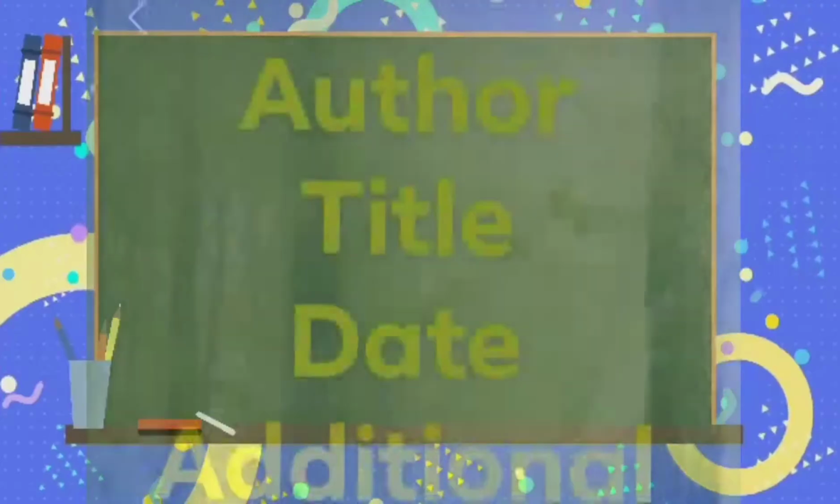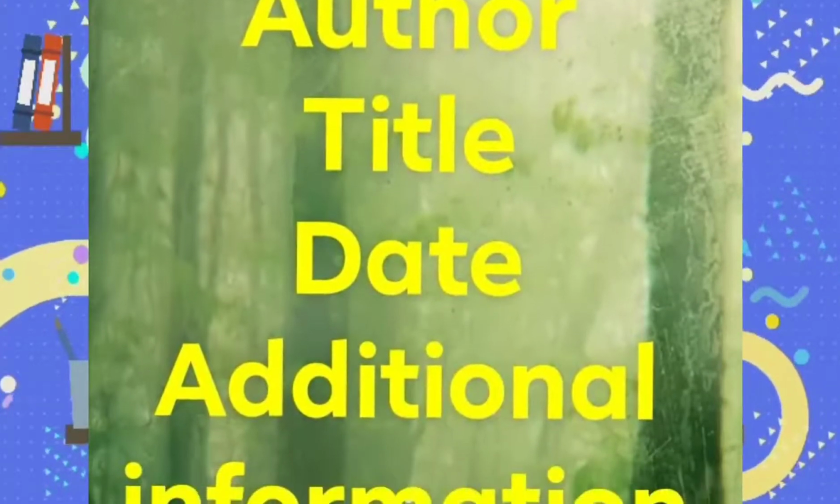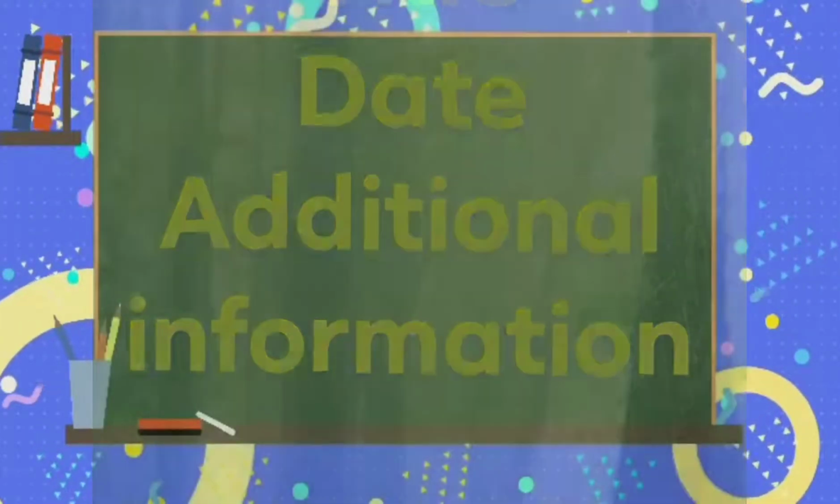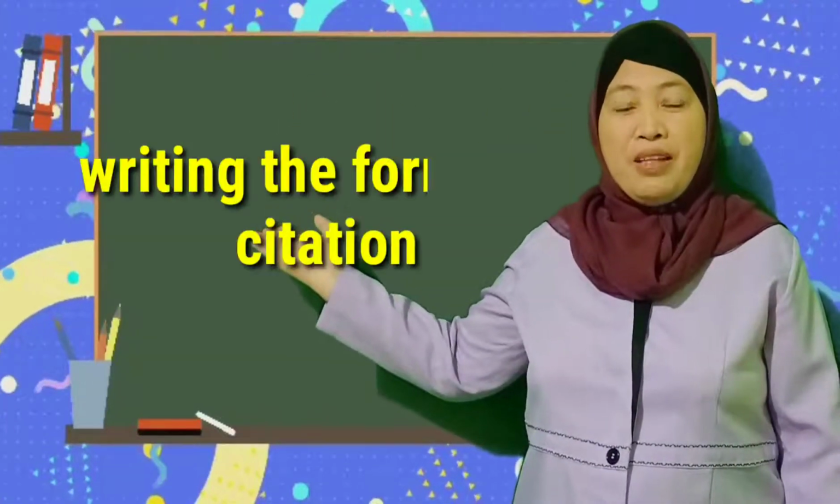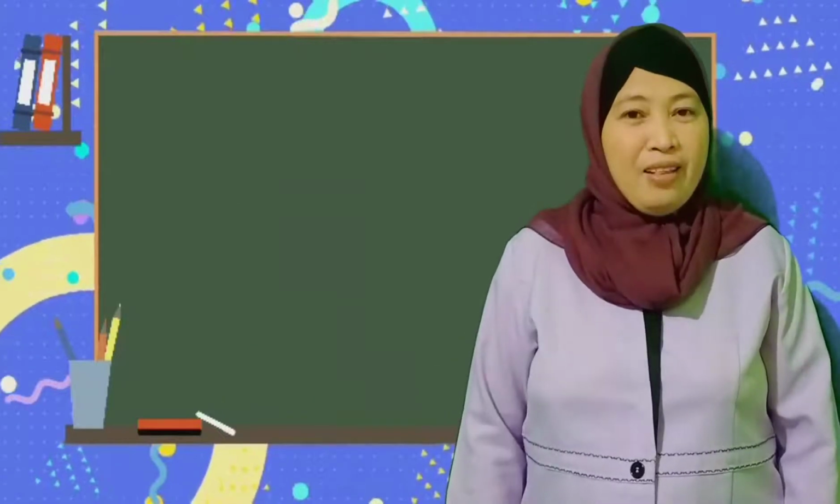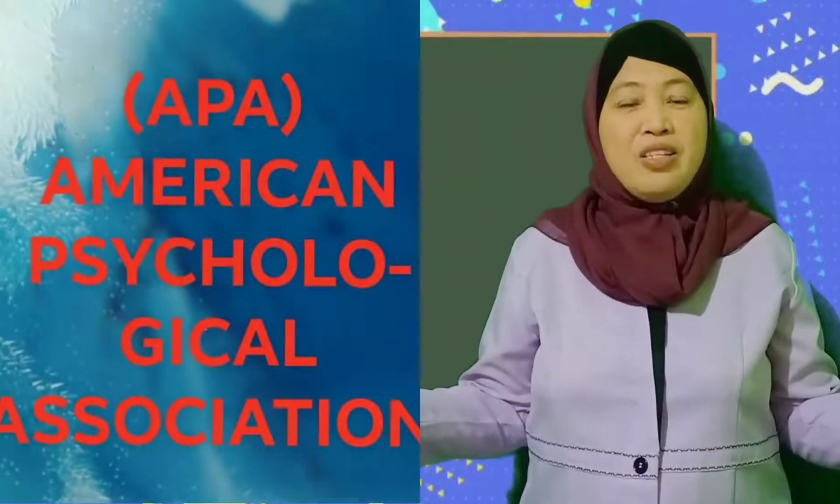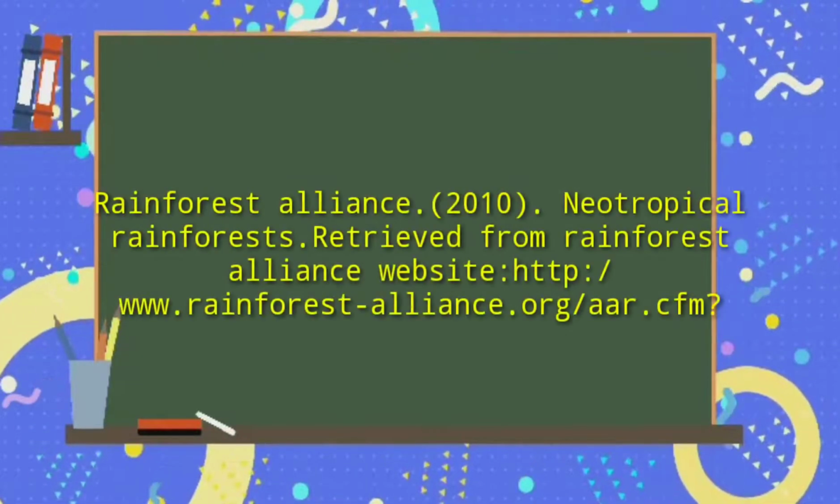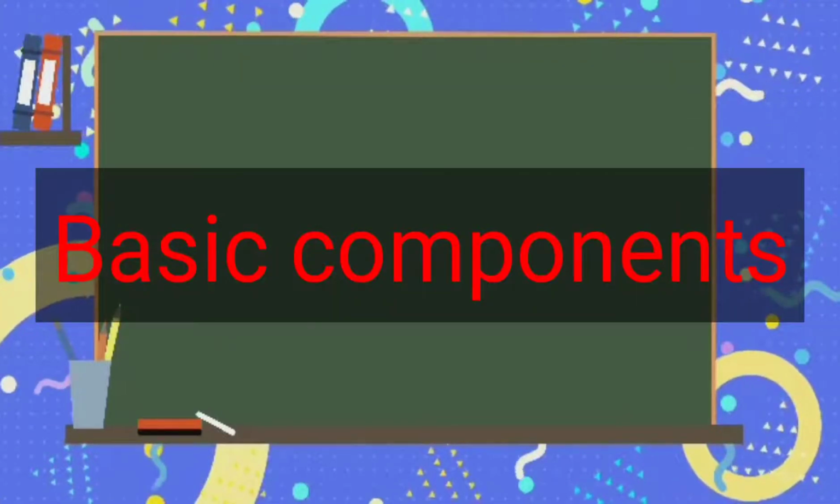Then what items are included in the citations? Very good. These are author, title, the date when the information was created, and additional information. Guys, do you want to know in writing the format of a citation? Well, actually, American Psychological Association is the most commonly used. This is the concrete example of a citation. Well, these are basic components of the APA citation.